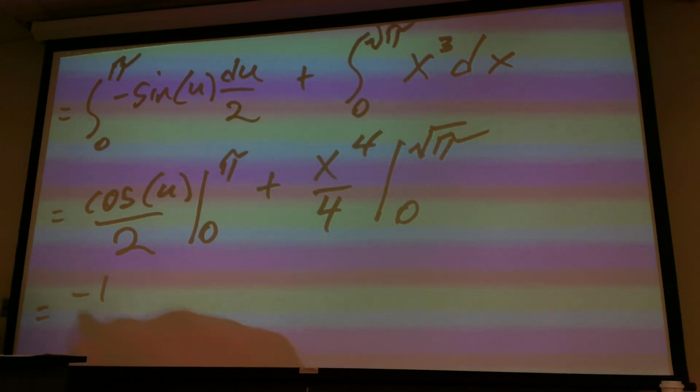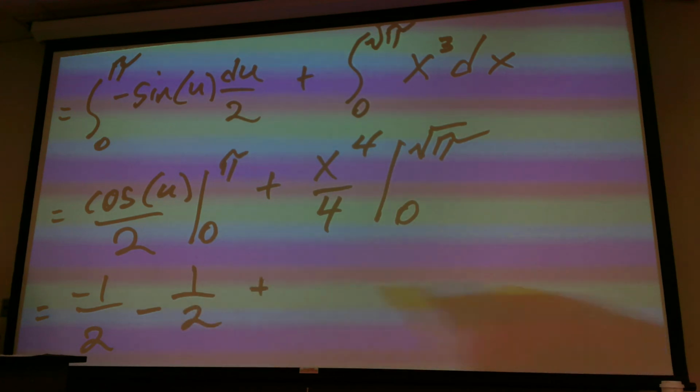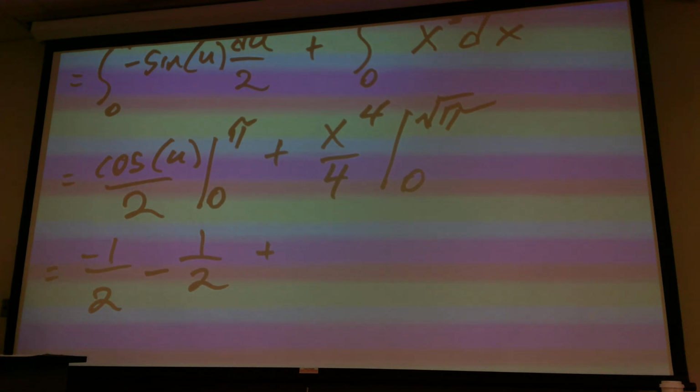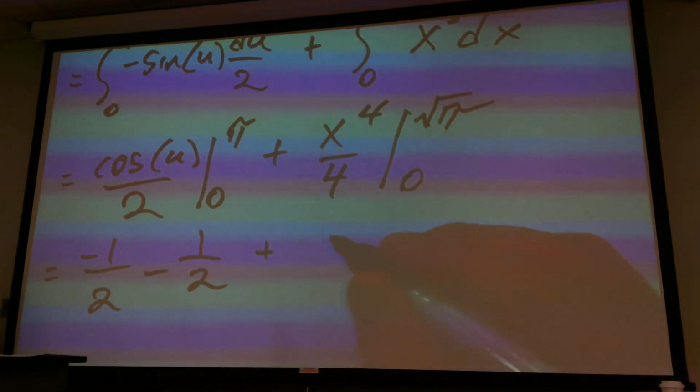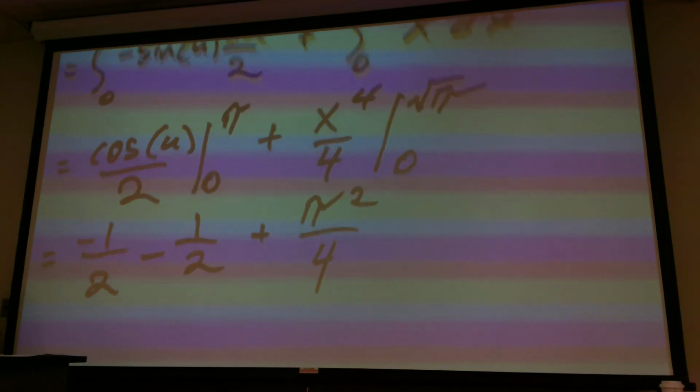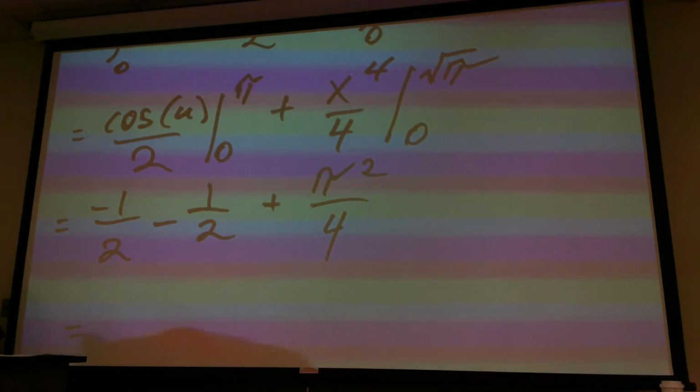So that would be negative 1 divided by 2. And then cosine of 0 is 1, but we're subtracting, so minus 1 divided by 2. And if we take the square root of pi to the 4th power, that becomes pi squared, divided by 4, which equals pi squared divided by 4 minus 1.